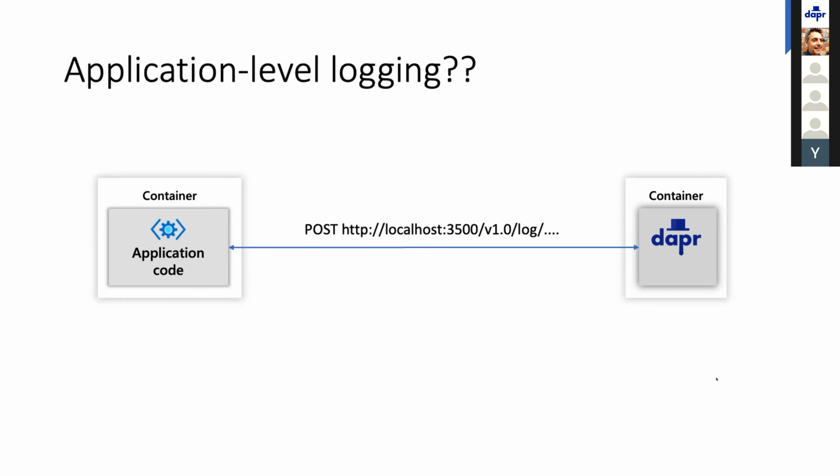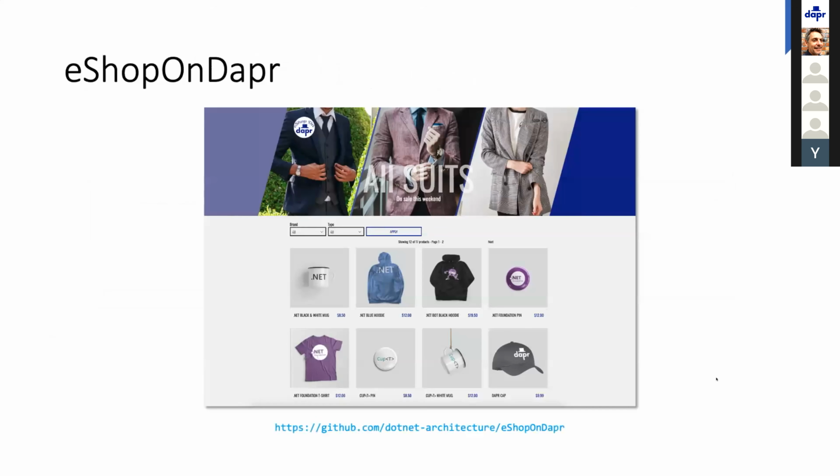Now, to get a better feel for that, let's have a look at eShop on Dapr, which is a semi-real world scenario. eShop on Dapr is a port of eShop on containers, which in turn is an open source .NET reference application. And eShop on Dapr replaces a lot of code in eShop on containers with simple calls to Dapr sidecars.